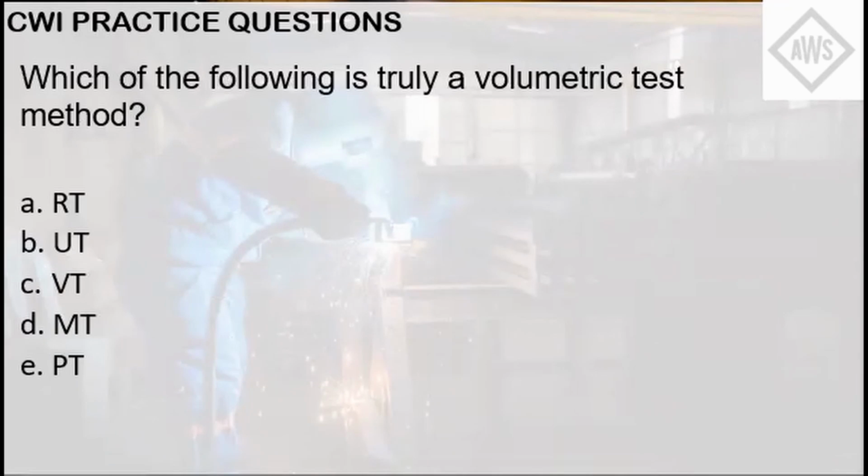UT is truly a volumetric test because it can overcome RT's limitation, which leaves us to the answer here, letter B, ultrasonic testing. Ultrasonic testing is much more versatile in comparison with RT, which has its limitation depending on the location of the radiographic source.